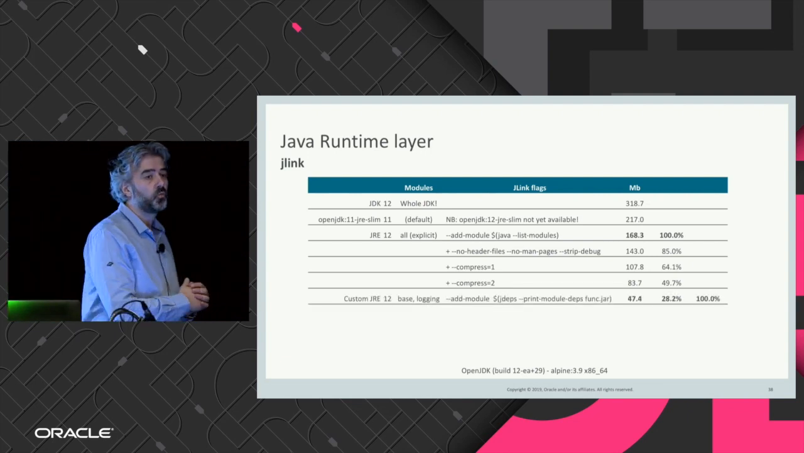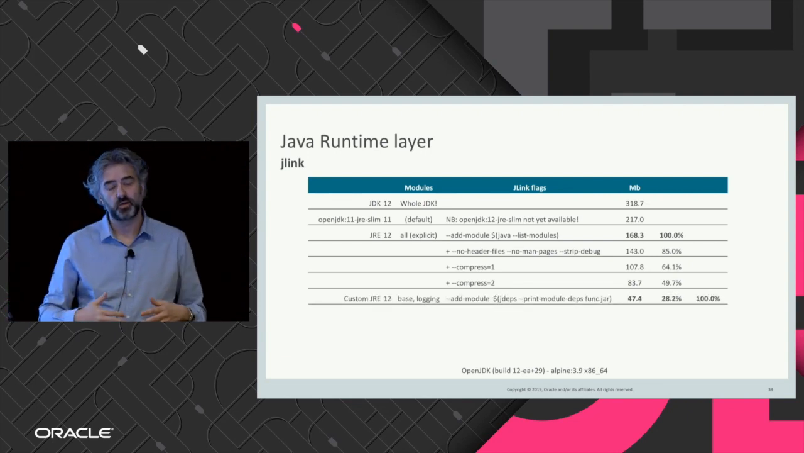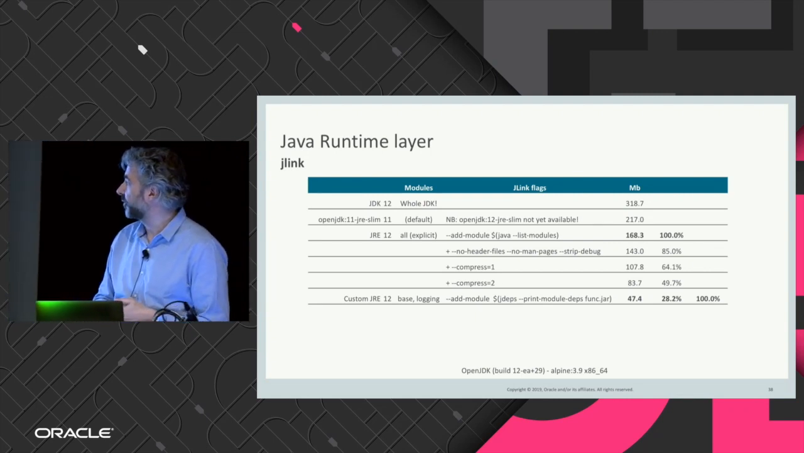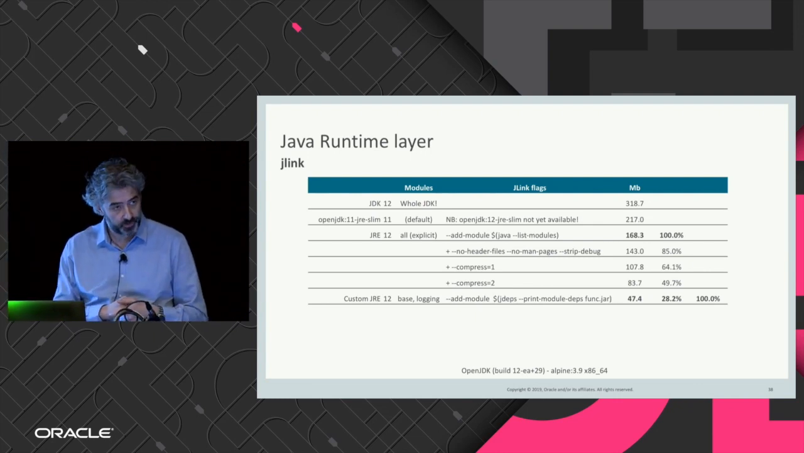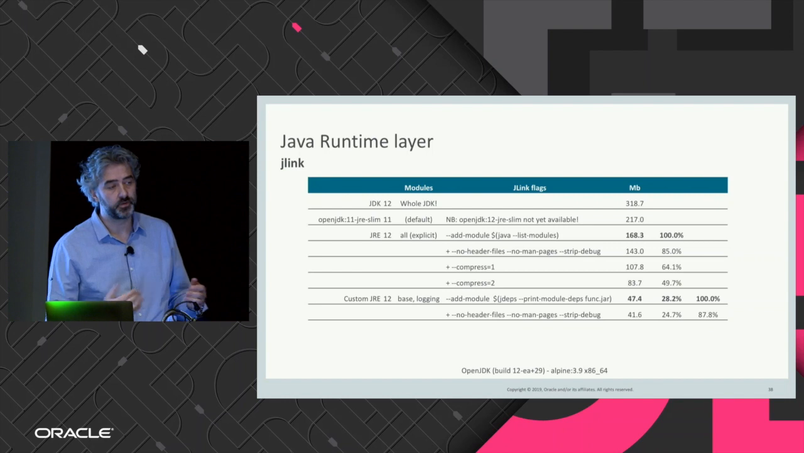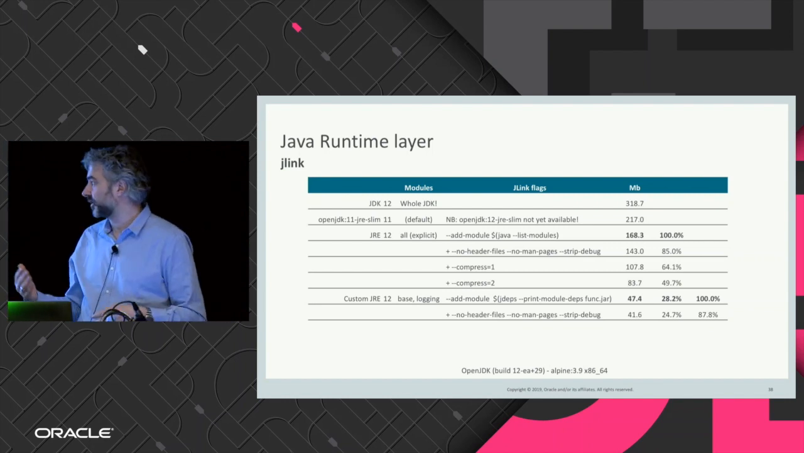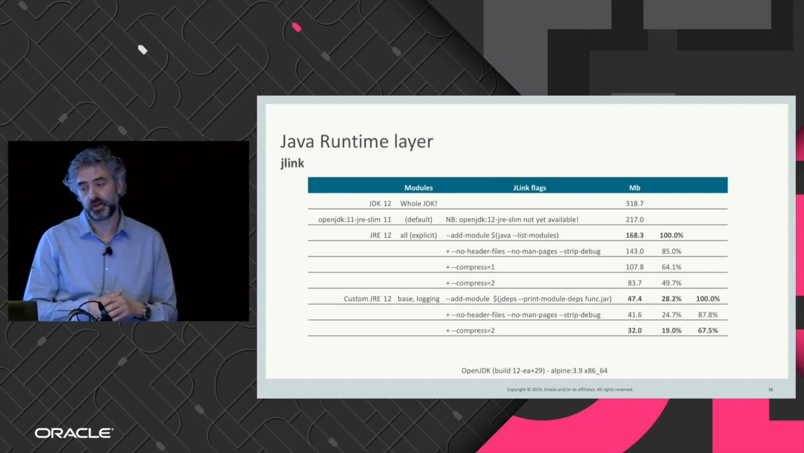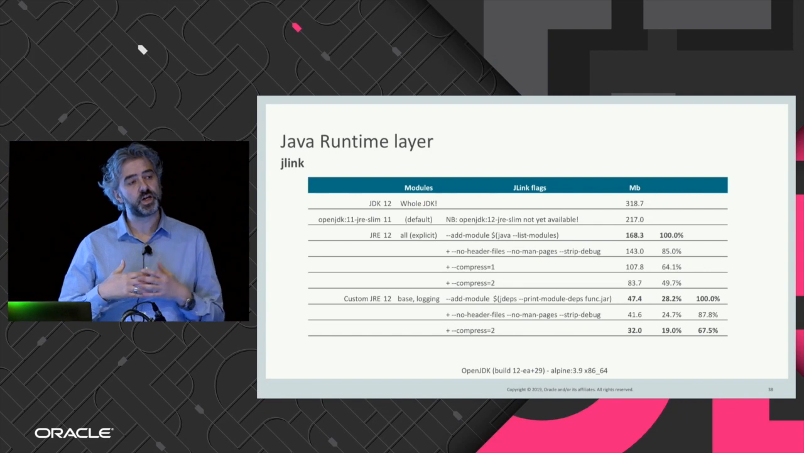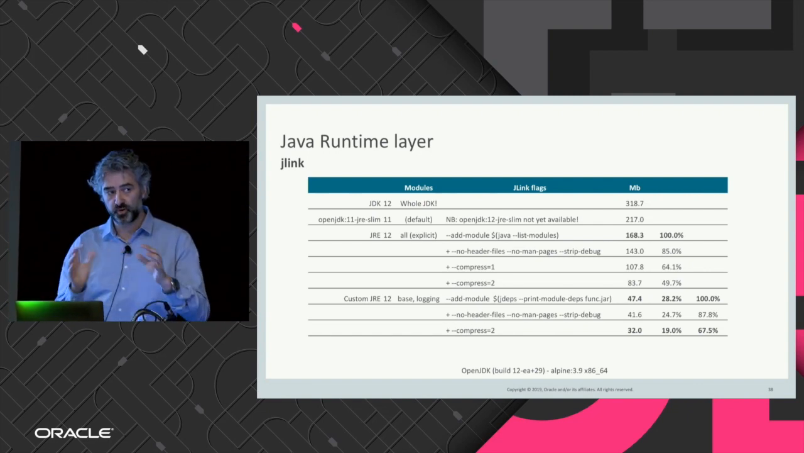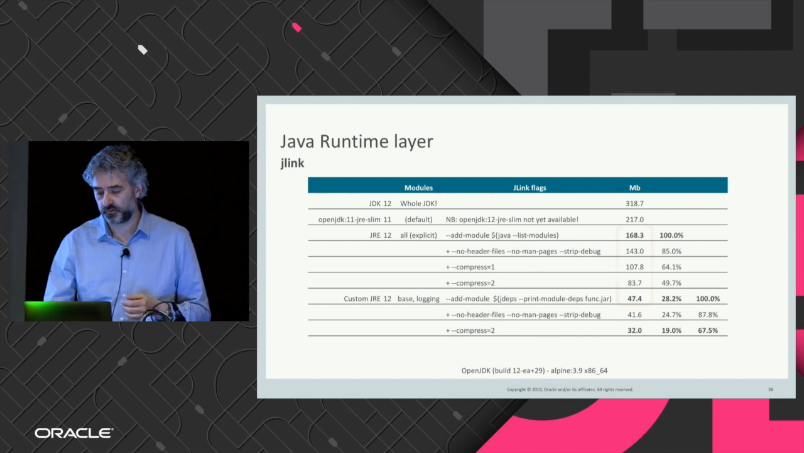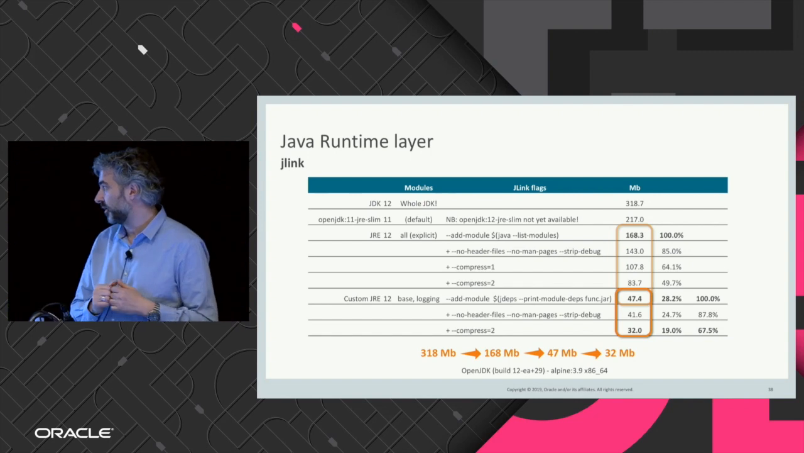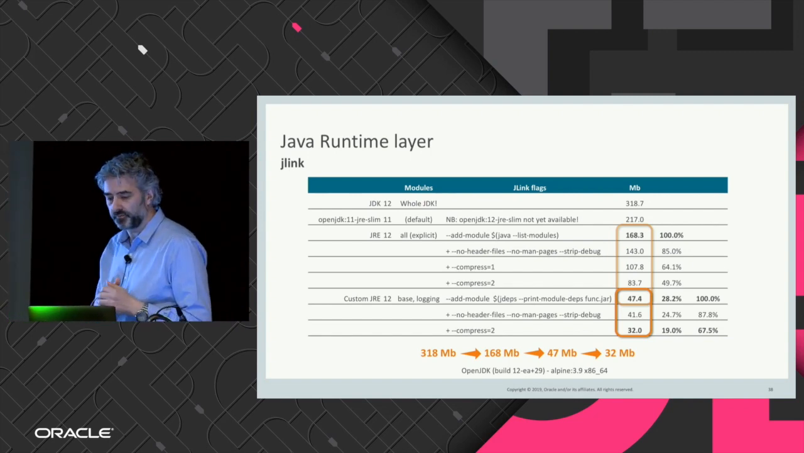Obviously, at the end of the day, we want to have a JRE that only carries the modules that our function needs. That's what I'm doing here. And if we do that, we go down from 168 to 47 megabytes. We can remove information that is not needed, like header files and so on, 41 megabytes. And we can also compress that, 32 megabytes. So 32 megabytes will basically give us a Java runtime that includes just the modules that are needed to run our serverless function. So by using jlink, we can greatly reduce the size of our function.